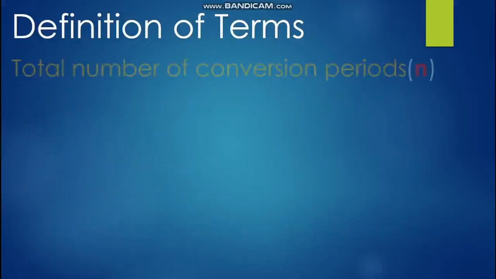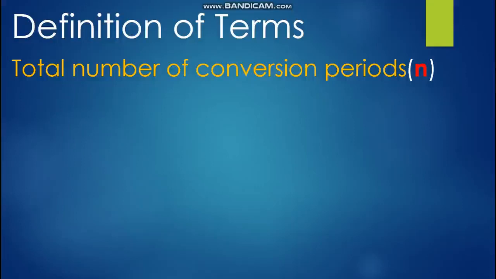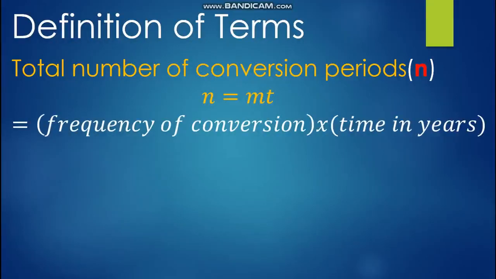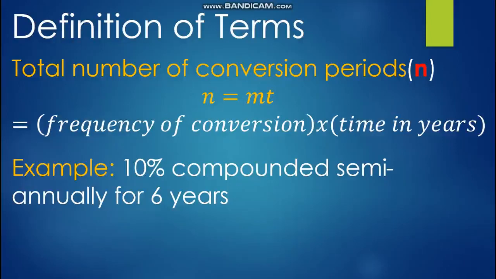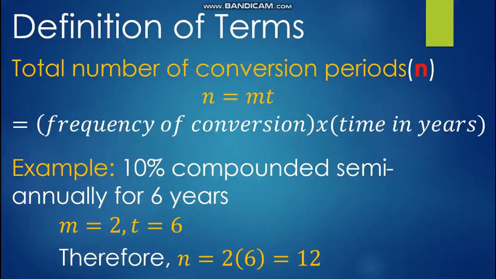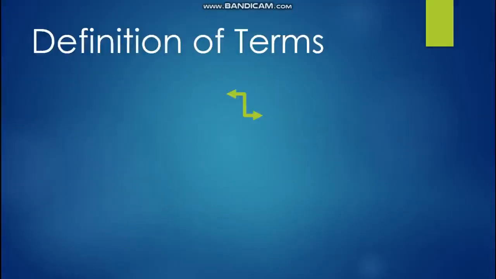Okay? Next. Total number of conversion periods. This is for the whole term of your investment or loan. Okay? It is computed using the formula N equals mt. m is the frequency of conversion and t is time in years. Again, if we have here an example, 10% compounded semi-annually for 6 years, our m is equal to 2 and our time is equal to 6. Therefore, the total number of conversion periods is the product of these two, which is 12. Okay, again, the total number of conversion periods is the product of the frequency of conversion, which is 2, and the number of years, which is 6. Therefore, the product is 12. We have total number of conversion is equal to 12.